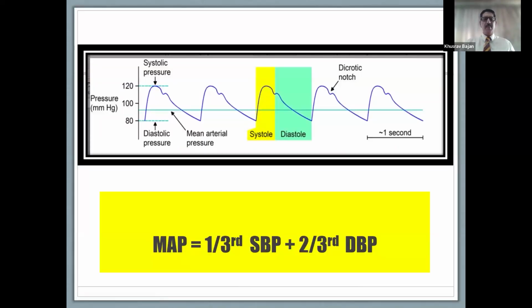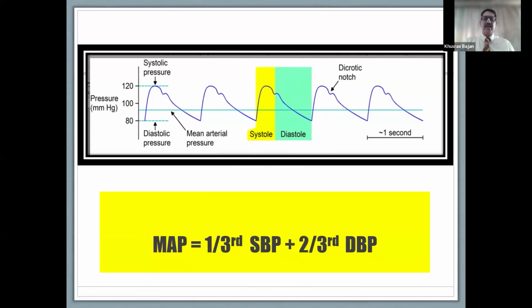When we look at the MAP, an easy formula is 1/3 systolic plus 2/3 diastolic. This is the way I remember it, rather than dividing by 3. That is because we found this formula for MAP since the systole is always 1/3 of the cardiac cycle and the diastole is always 2/3 of the cardiac cycle.